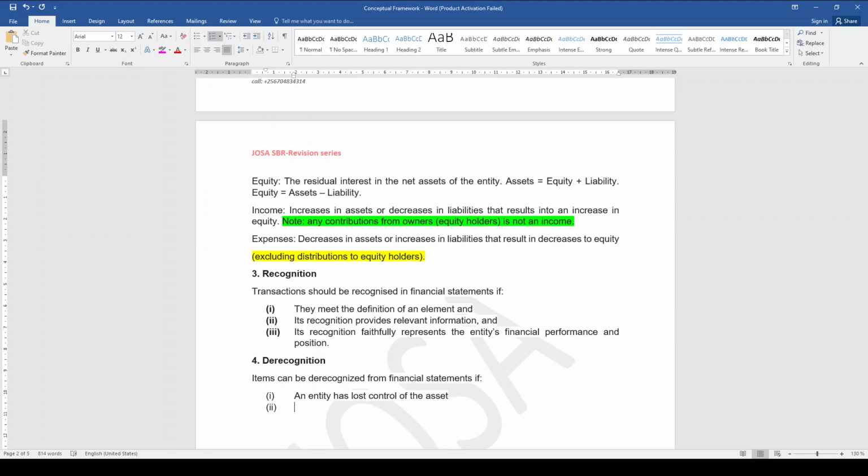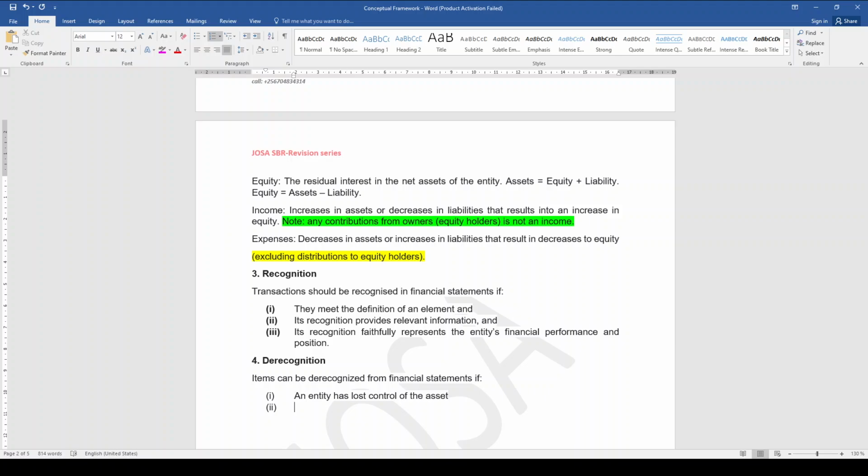This should take you back to leasing, especially finance leasing. Okay? Sell and lease back, where we always look at loss of control. You realize that most of these standards pick their foundation from the conceptual framework.